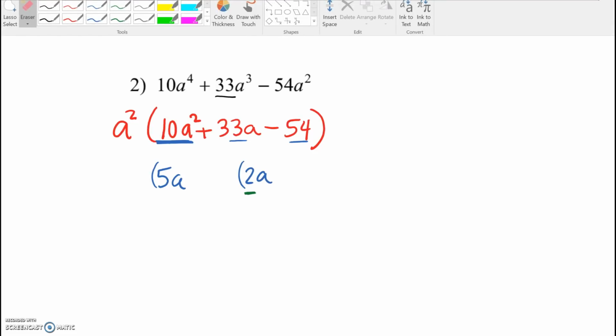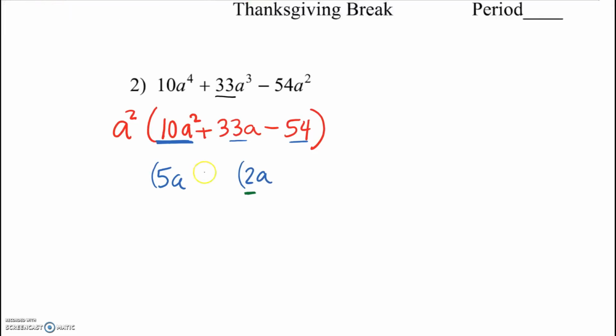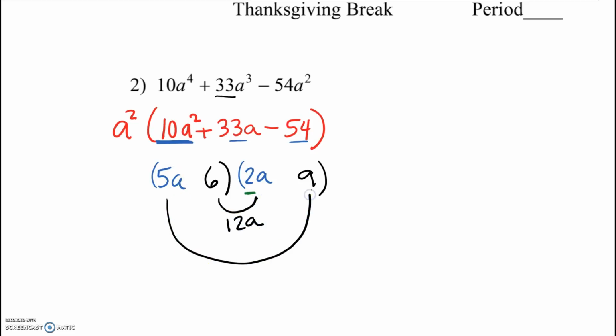I'm going to switch the 6 to be over here and the 9 to be over here. Now these have nothing in common and these two have nothing in common. So let's check if these add to the middle term. We have 12a and 5 times 9 is 45a. So my middle term is a positive 33.